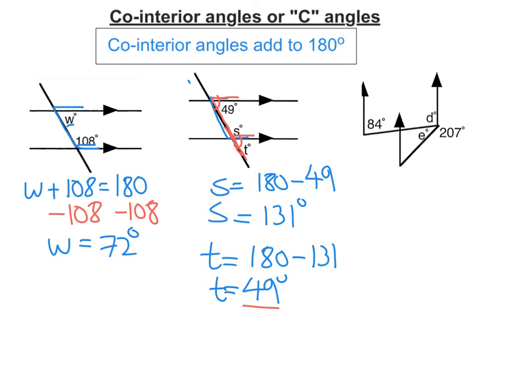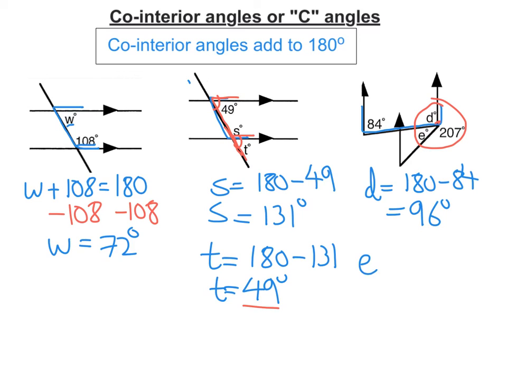We've got three parallel lines. So 84 and D, can you see there that I can create a C? So that means that to work out D, that's going to be 180 minus 84. So that is 96 degrees is D. And then around this point here, we have three angles. And angles around a point should add up to 360 degrees.